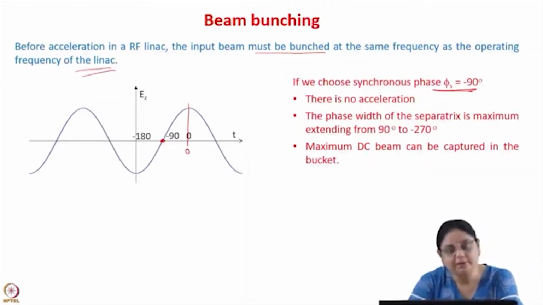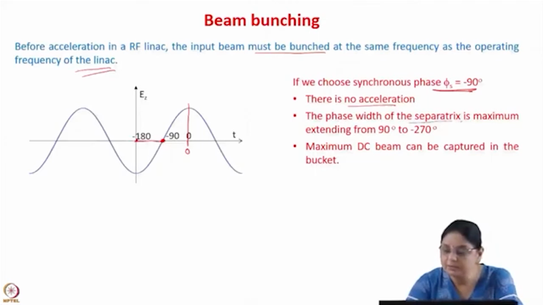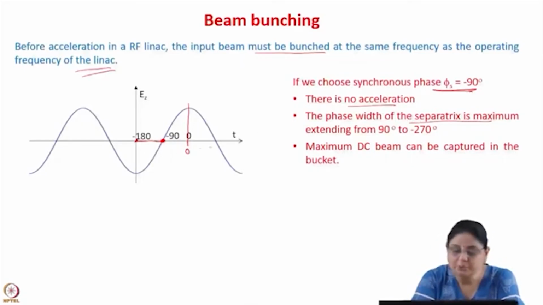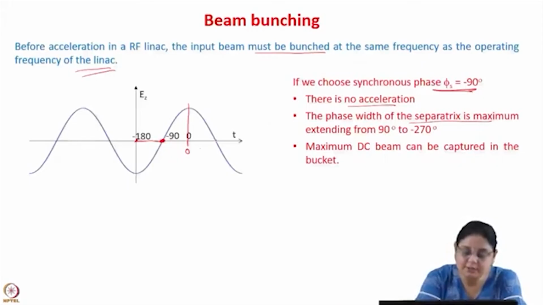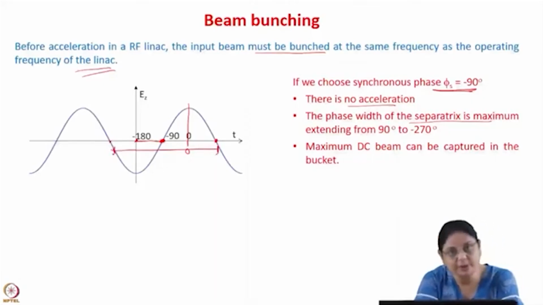So we have a cavity and we inject the beam such that the synchronous phase is equal to minus 90. So here there is no acceleration because the accelerating field here is 0. The phase width of the separatrix is maximum. So we have just seen that if the phase is equal to minus 90, the phase width of the separatrix is maximum, extending from plus 90 to minus 270. So if you choose here, the phase width is from here to here. So it's full 360 degrees. So that means when you inject the DC beam into it, the whole beam can be captured. So maximum DC beam can be captured in the bucket.